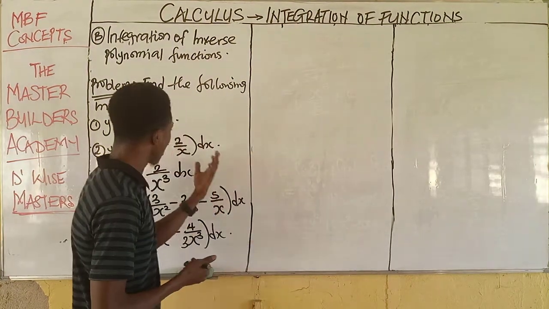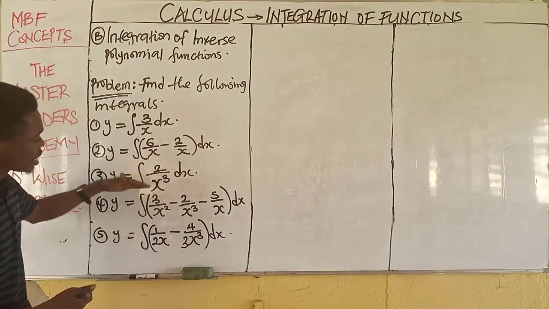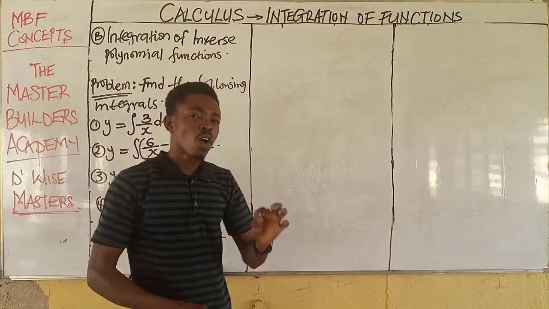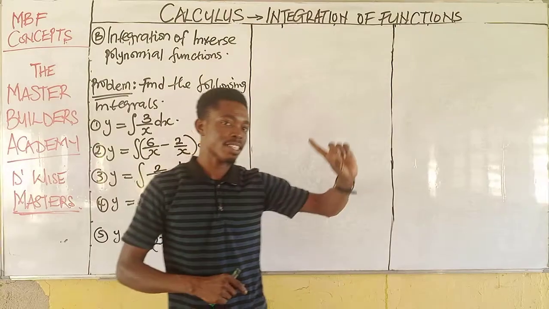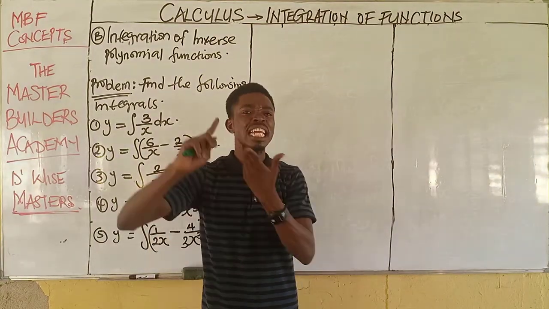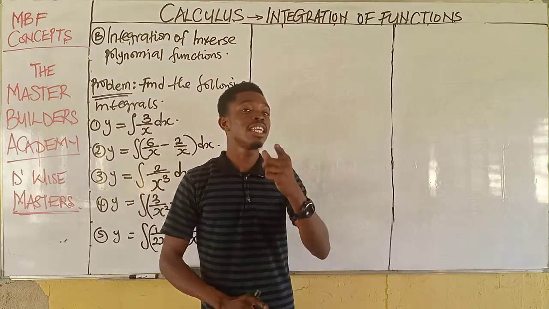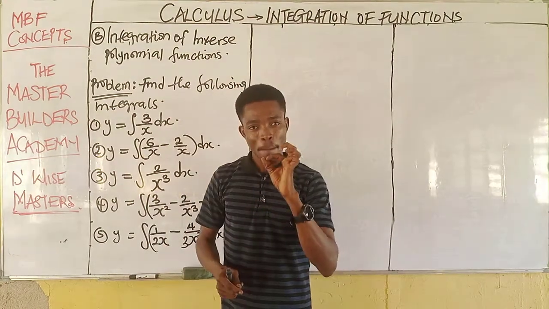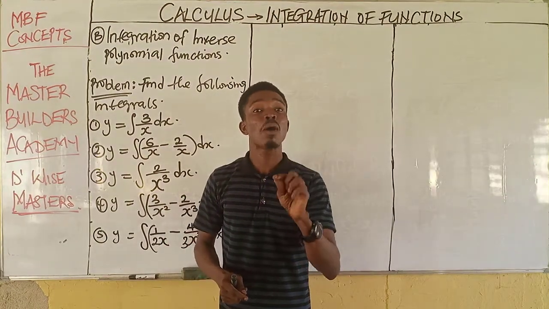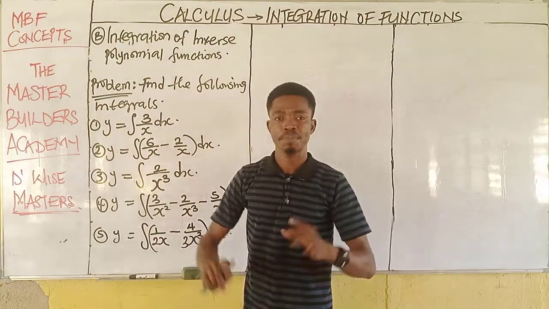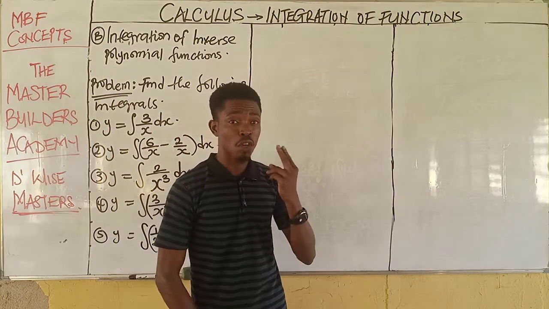So when we look at all the questions that we have here now, you will discover that the functions of x all occupy the denominator, while the constants occupy the numerator. So anytime your question is given in this pattern, understand that you are dealing with inverse polynomial functions. Now, I want to quickly explain the basic conditions to integrate inverse polynomial functions effectively.